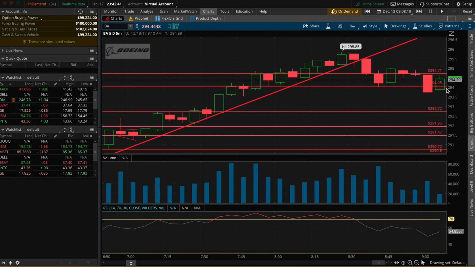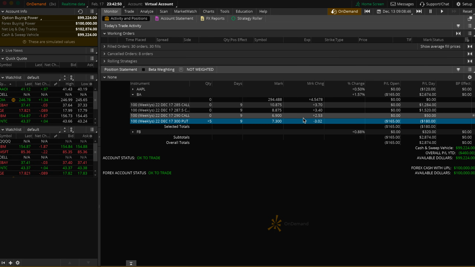Now it's hitting this resistance. Broke through this resistance. Now it's hitting this resistance. Let's see what happens. So we're negative on our puts right now. Negative 165 on our puts.